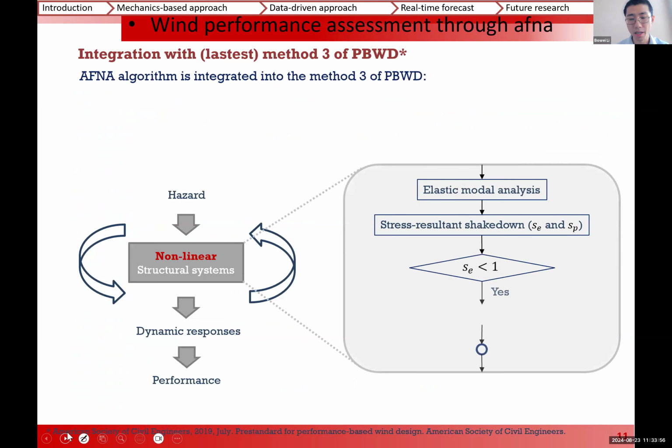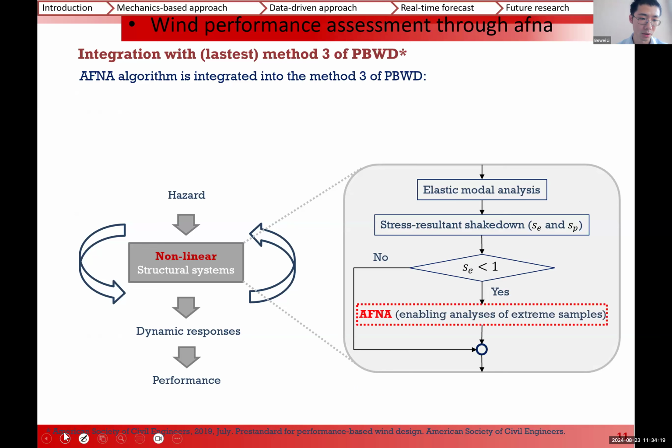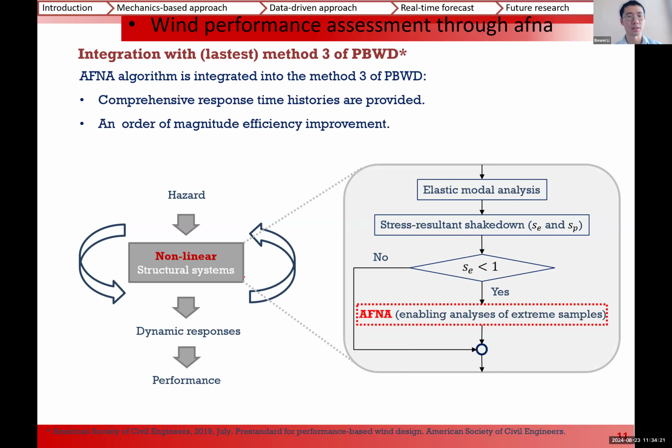Now the AFA algorithm has already been integrated in Method 3 of the pre-standard of performance-based wind design schemes. The AFA algorithm offers response and structural behavior analysis with two advantages. The first is that it offers comprehensive response time history data at and beyond the state of shakedown. And secondly, it has an order of magnitude efficiency improvement compared with direct integration.